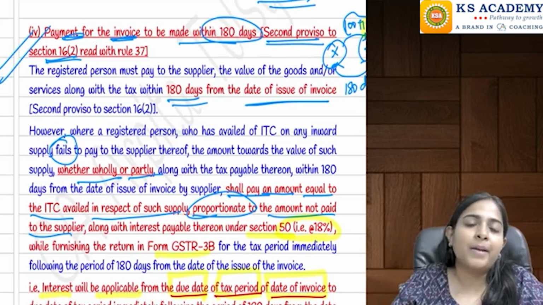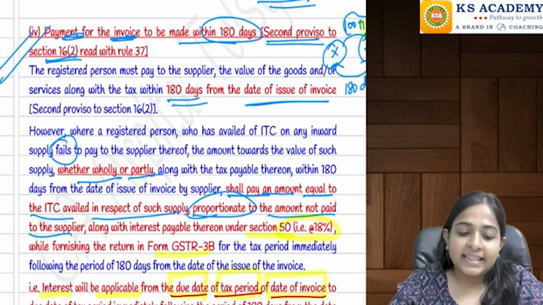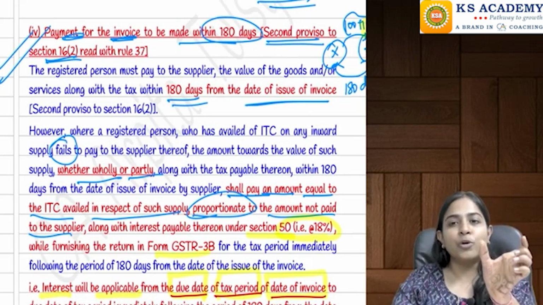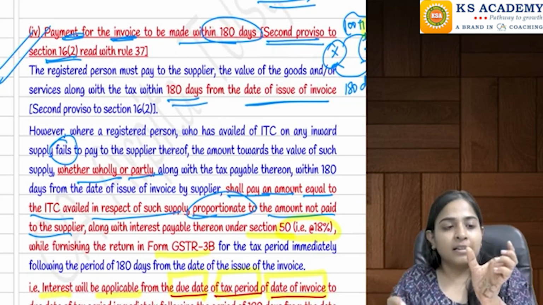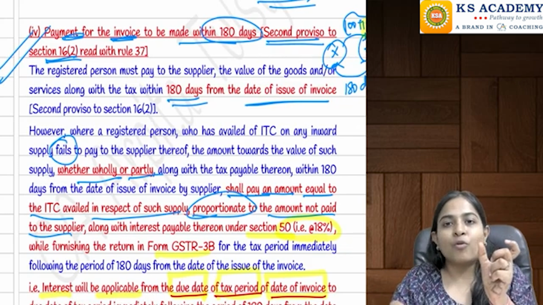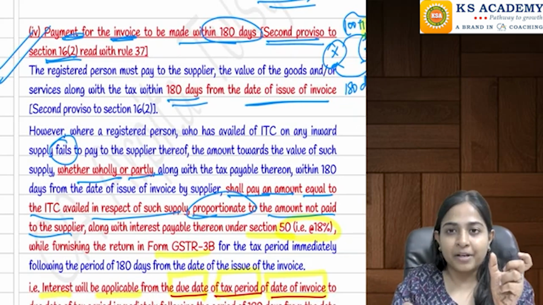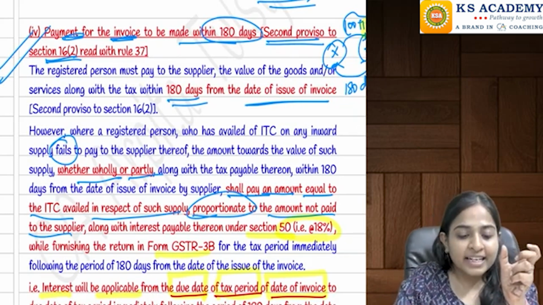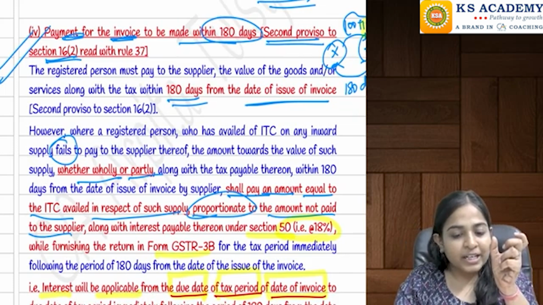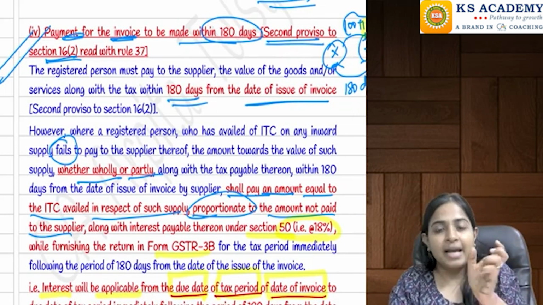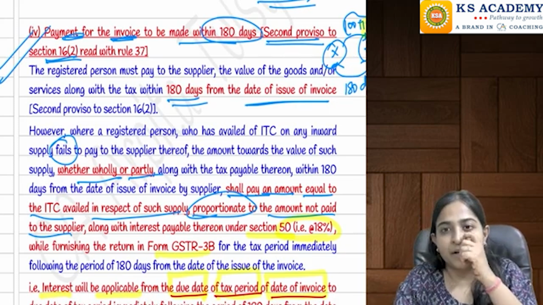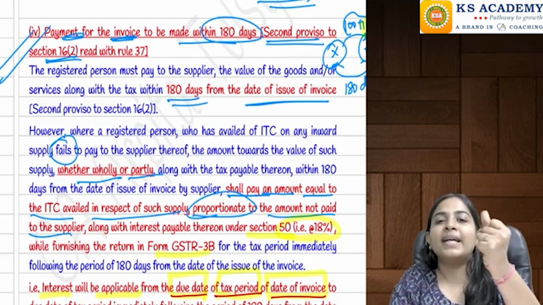Ma'am, interest will be applicable from which date to which date? In that case, interest will be applicable from one due date to another due date. Ma'am, which due date to which due date? Let's say the tax invoice was issued in the month of November. So whatever was the due date for filing GSTR 3B for the month of November, let's say the due date for that is 20th of December.